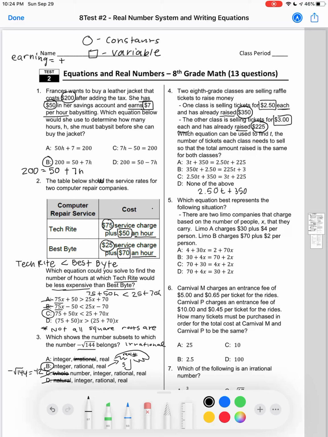Which equation can be used to find T, the number of tickets each class needs to sell so that the total amount raised is the same for both classes? So we know this same equals that. So 2.5t plus 350 equals 3t plus 225. And so we can see this one can't be right.